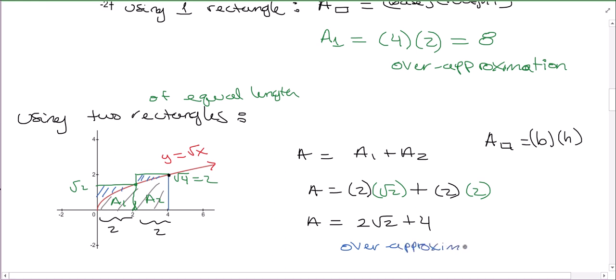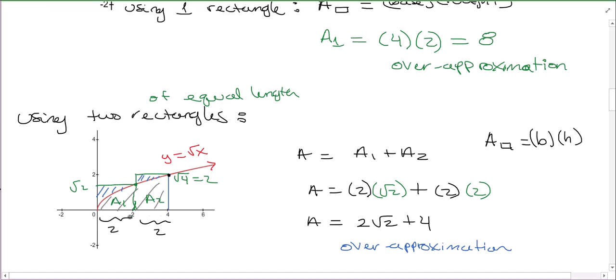I could have drawn my rectangles differently, right? I could have had them go underneath, so from the bottom. And so that is a different method. Here, when I touch the curve, notice that this is the right endpoint that I'm using. From the interval from 0 to 2, I'm using 2 for the height, so that's the right endpoint. On the interval from 2 to 4, I'm using 4 for the height, so that's the right endpoint.